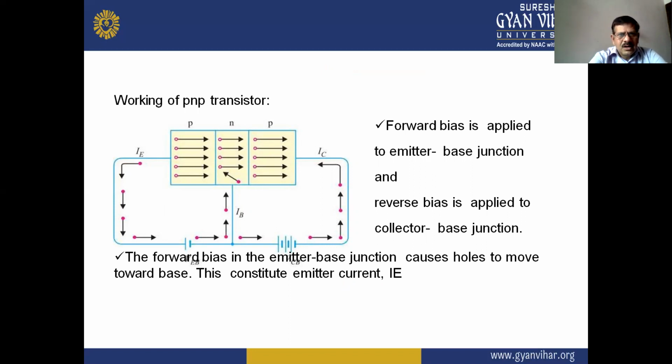Now we take the working of the PNP transistor. In this case, the forward bias is applied to the emitter base junction and reverse bias is applied to the collector base junction. The forward bias in the emitter base junction causes holes to move toward the base region from the emitter region. This constitutes the emitter current, IE.